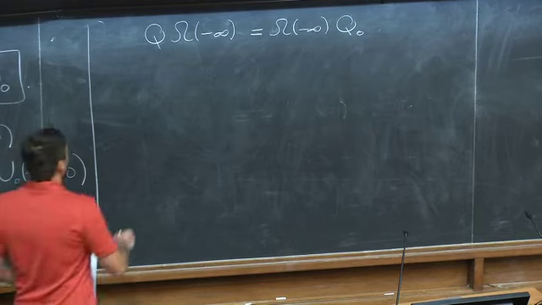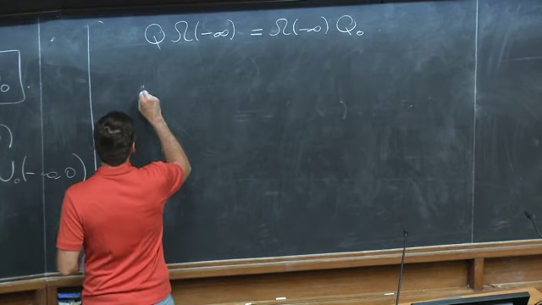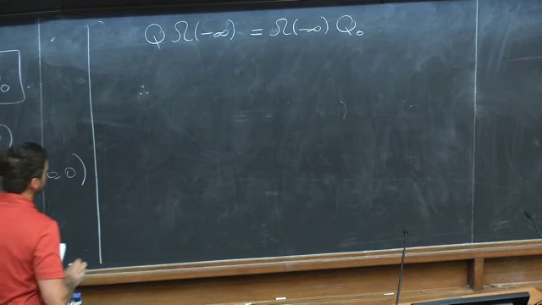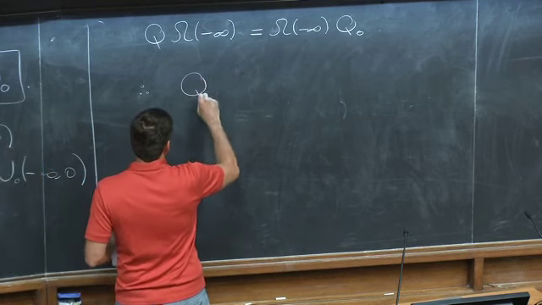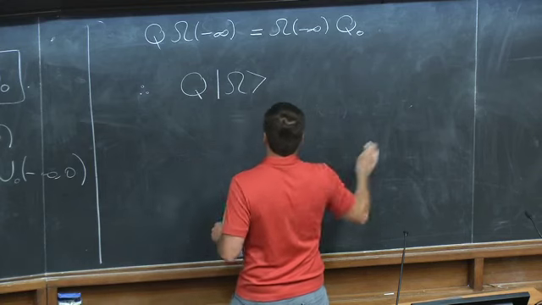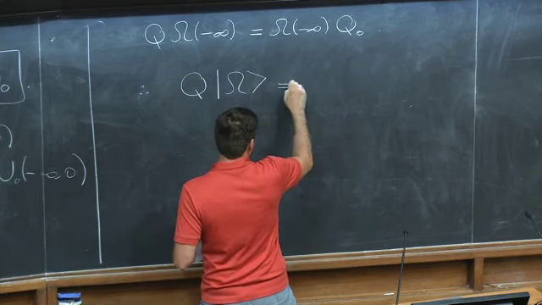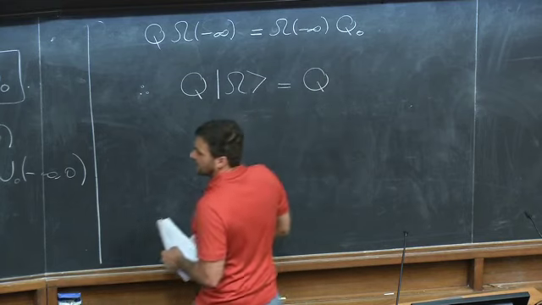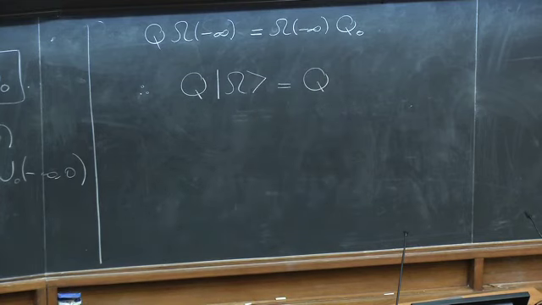And so that's it. Now we can apply this to our identity. On the left-hand side of our identity, we had the charge acting on the vacuum. We had Q acting on omega. And so here we go. Q acting on omega is Q times, by definition of the in vacuum, the Moller operator acting on the Bunch-Davies.